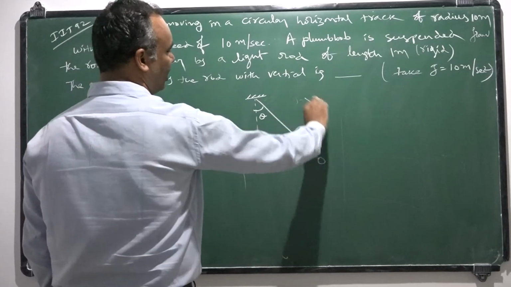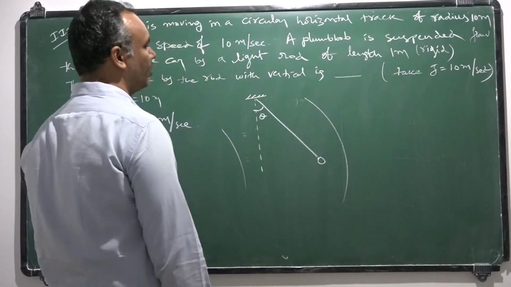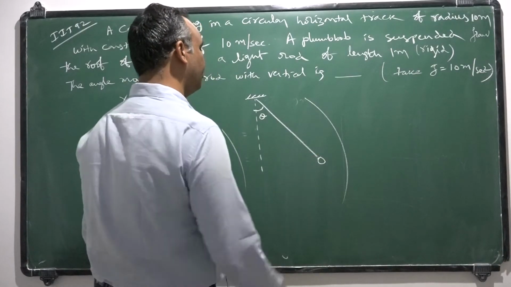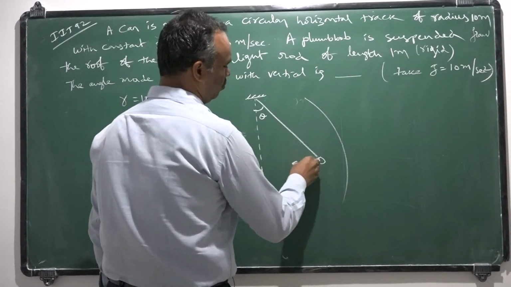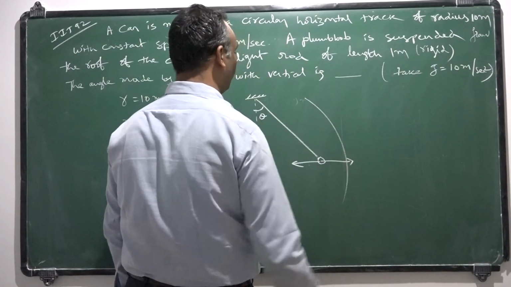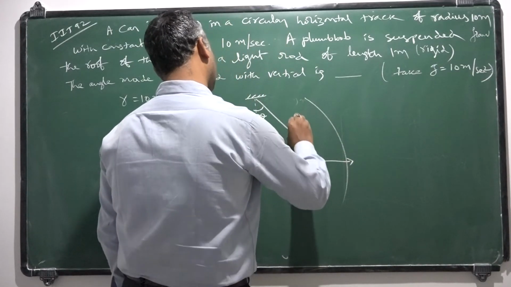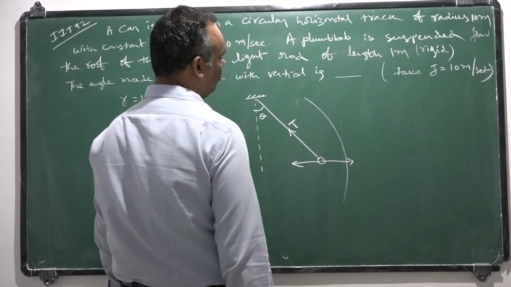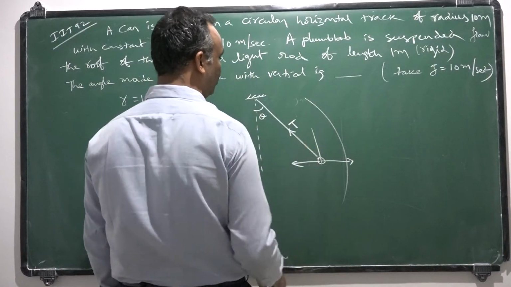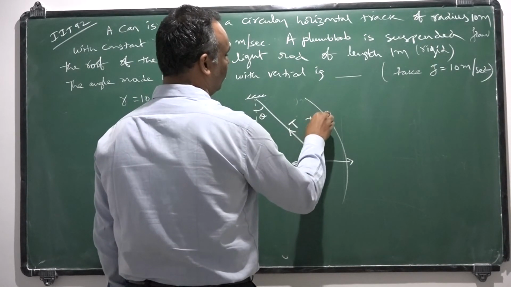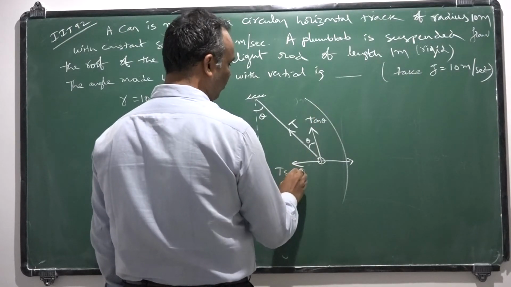As the vehicle is taking a turn, this bob experiences some centripetal force, which is counterbalanced by some centrifugal force. The tension in the rod will have two components. If the angle is theta and this is T, then T cos theta, T sin theta.